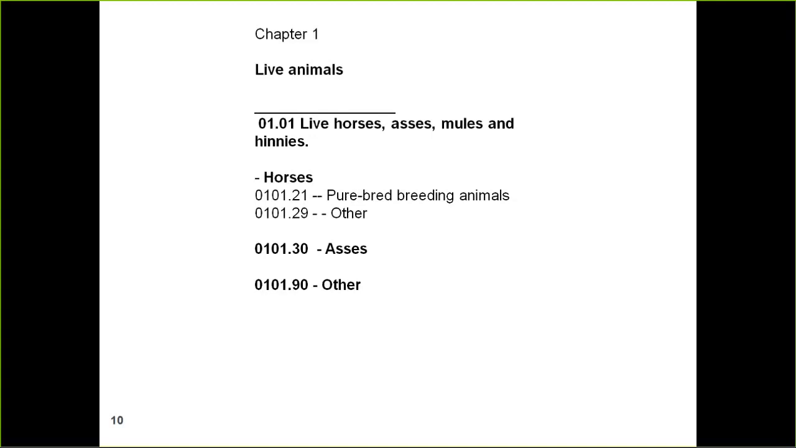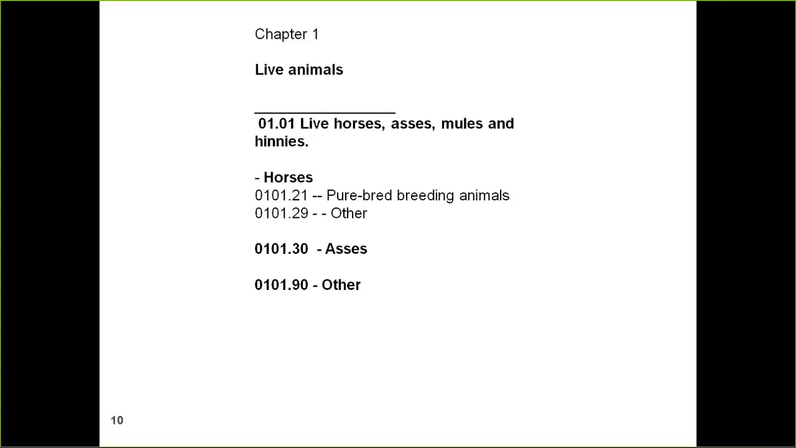So if I want to classify a horse which is not purebred, then the code for that would be 010129. If the horse is a purebred horse, then the code for that is 010121. It tells me then in your customs tariff, which would identify the tariff treatment for various animals. If I want to find out what the import duty on purebred horses would be, I would have to look at the code 010121. But if the horse is not purebred, I would have to look at the code 010129.